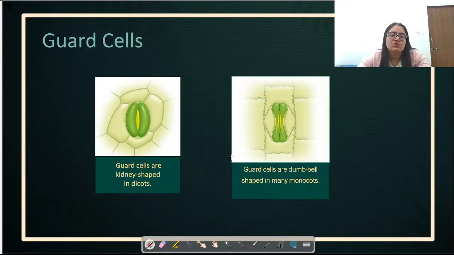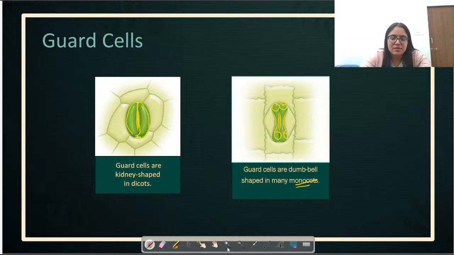Right, my kids, as I was saying, the guard cells can be kidney shaped in dicots, and yes, you can see they are kidney shaped in dicots, as well as they can be dumbbell shaped like this in a monocot, in many of the monocots.